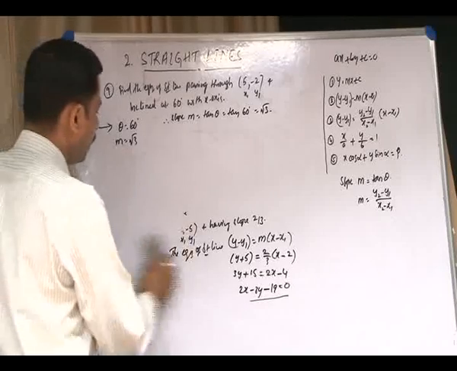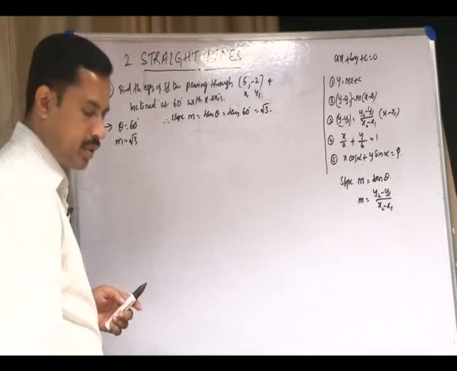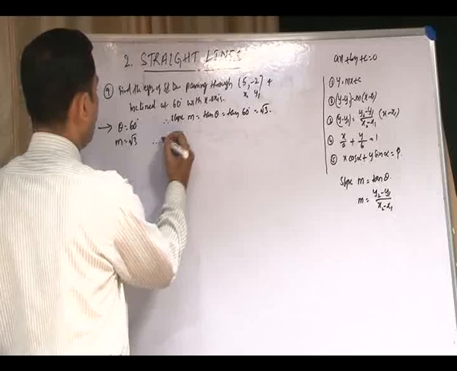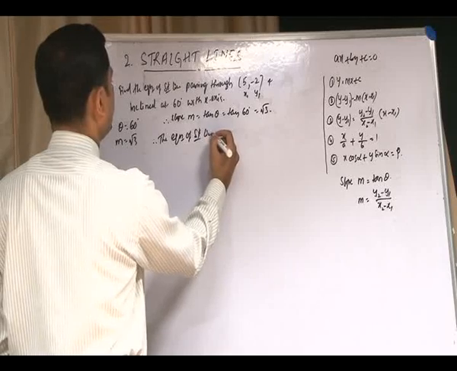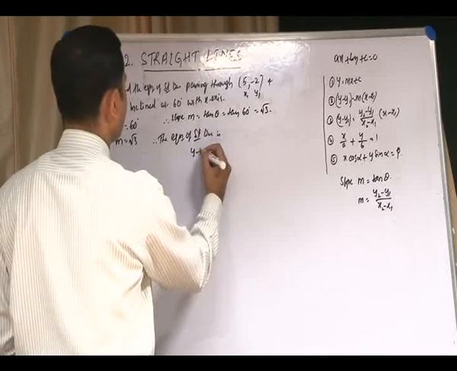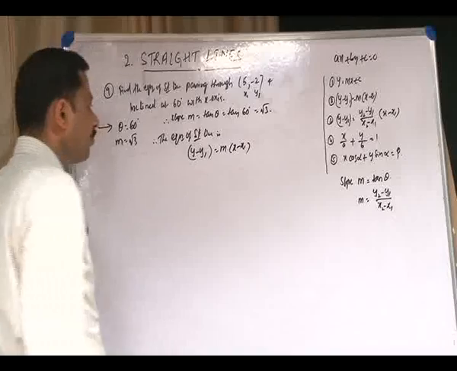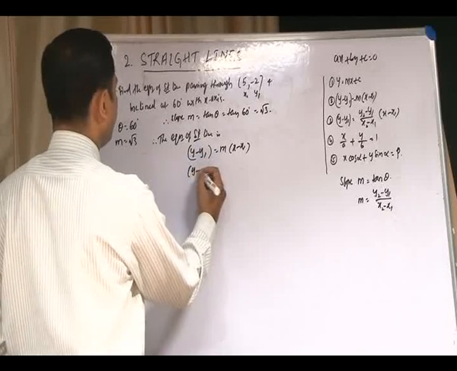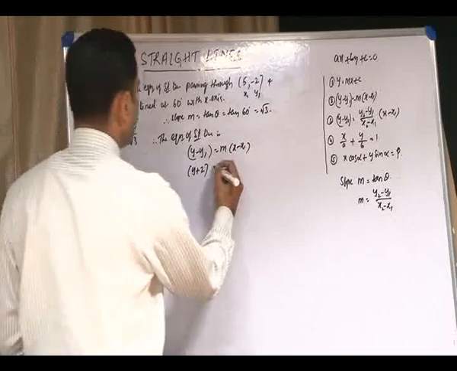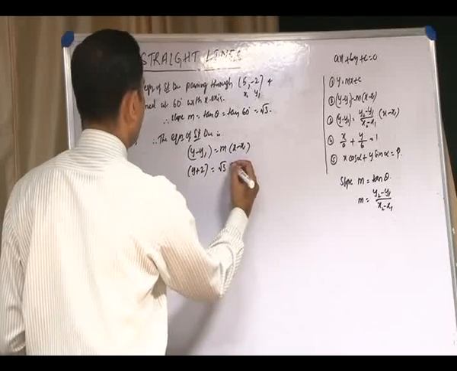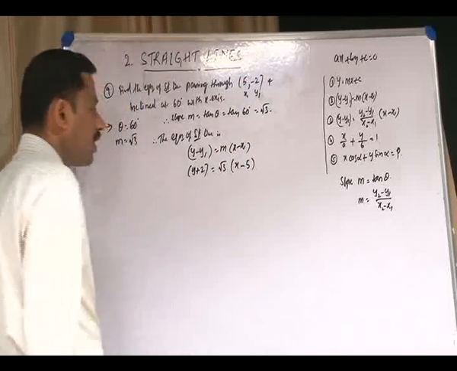To calculate the equation of straight line, once again we use the slope point formula, since the point is given, passing through the point. Therefore, the equation of straight line is y minus y1 is equal to m into x minus x1, the slope point formula. Substituting, y1 is minus 2 here, so minus of minus becomes plus 2, is equal to slope m, root 3, into x minus x1, x1 is 5 here, x minus 5.